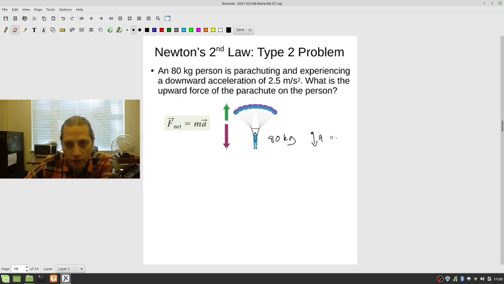Let's put our y direction vector going up. In this case, our acceleration that we've been given is going to be minus 2.5 meters per second squared, because it's downward. It says, what is the upward force of the parachute on the person?